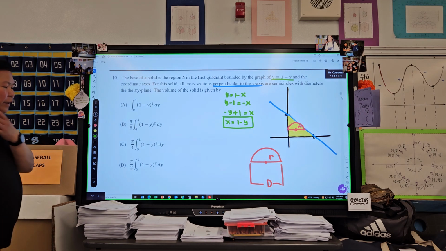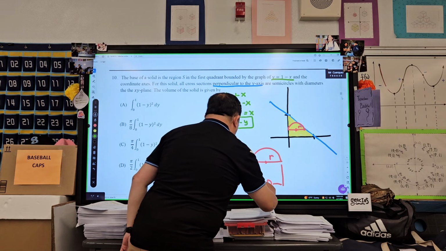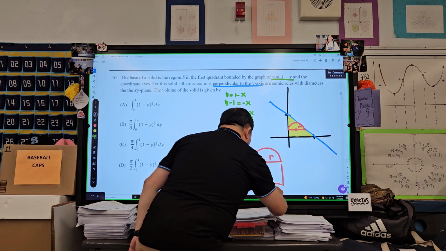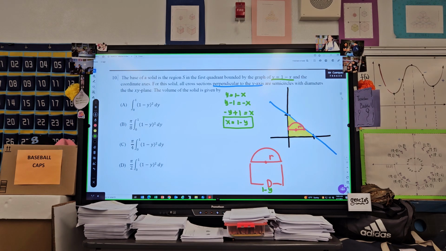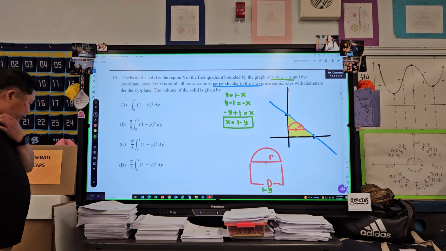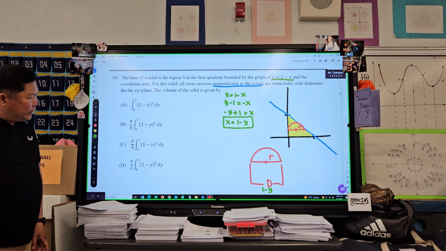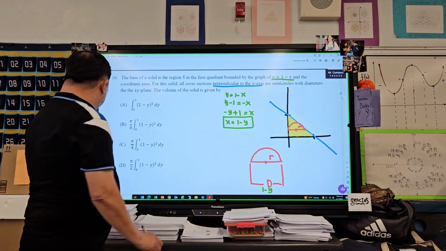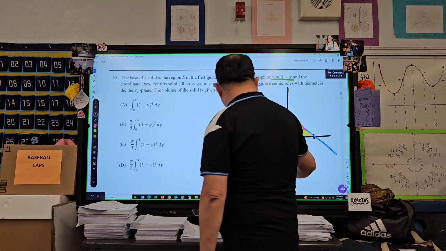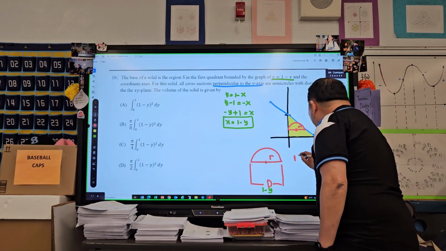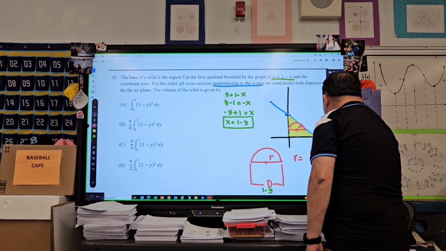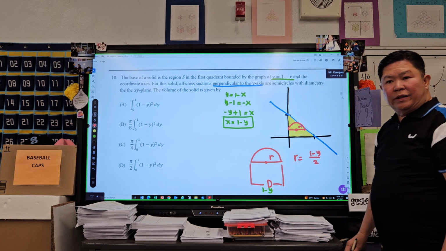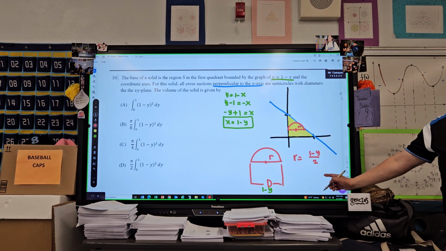Any question, guys? Therefore, this is the diameter, 1 minus y. If the diameter is 1 minus y, what is the radius? Therefore R is equal to (1 minus y) over 2. This is the radius. Okay?